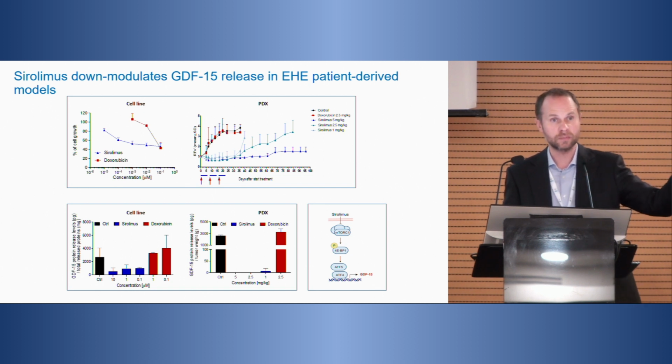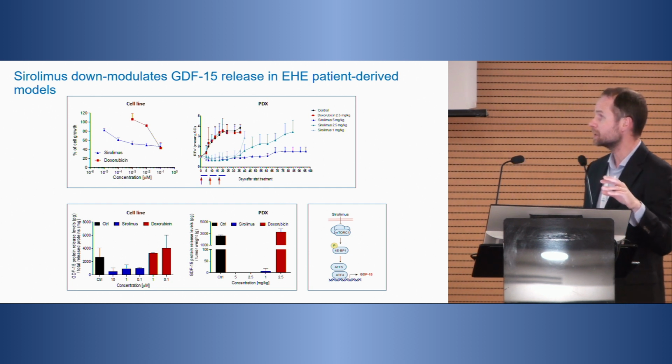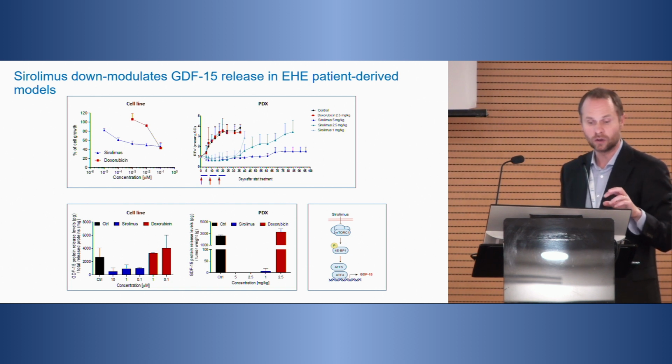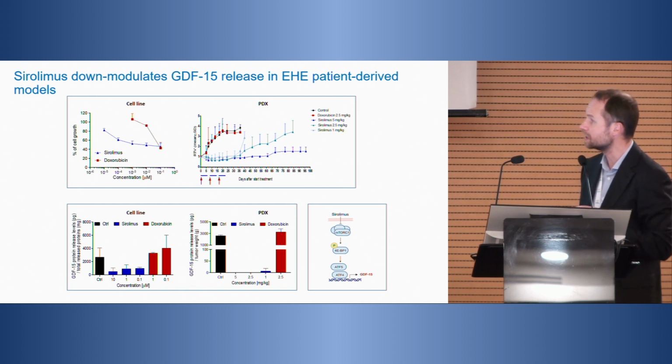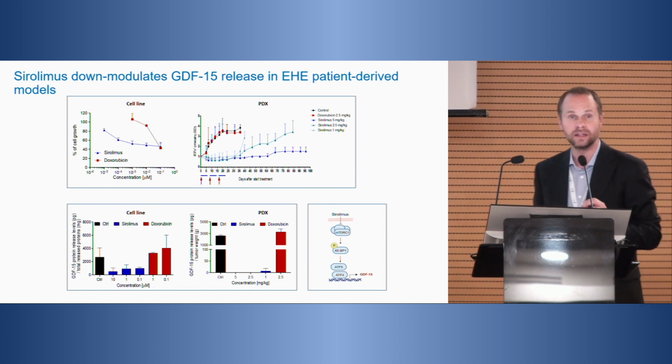So a prognostic biomarker becomes also a predictive biomarker. And actually, sirolimus was able to modulate the GDF15 concentration. You can see here, this is the control, in black the untreated tumor, in blue the tumor treated with sirolimus, so the GDF15 level is lower than the control, and than the tumors treated with doxorubicin, the standard treatment. And pretty much the same happens in PDX.